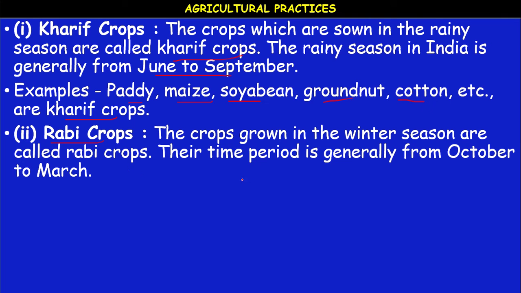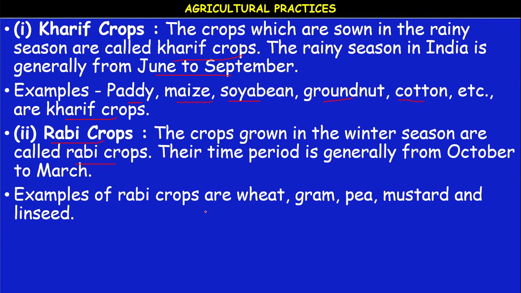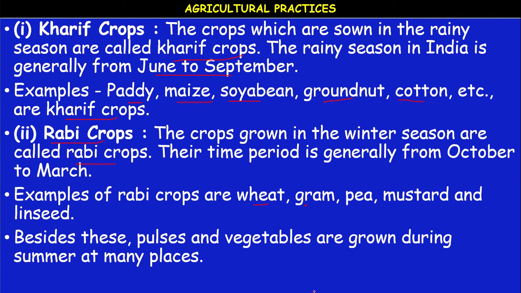Okay. So, these are the crops grown in the winter season. They are called Rabi crops and their time period is generally from October to March. Examples of Rabi crops are wheat, gram, pea, mustard and linseed. Besides these, pulses and vegetables are grown during summer at many places.